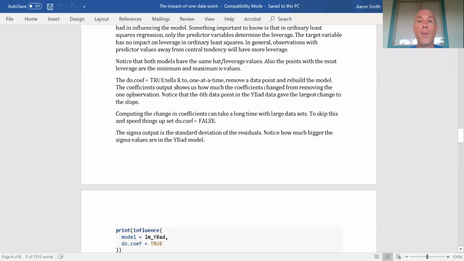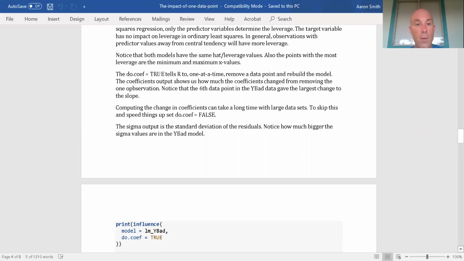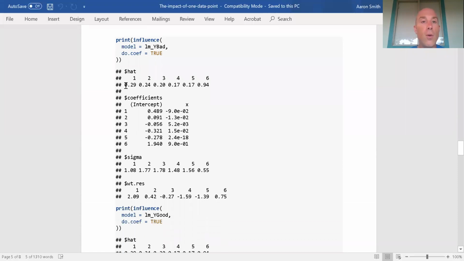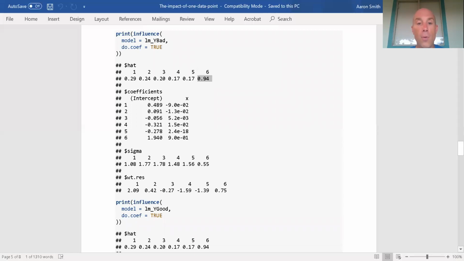Now, something about the calculations with this is that when I look at the influence, there's going to be a whole bunch of different coefficients. How that works out, actually, I'll go ahead and scroll down. All right, so here is the leverage of each data point. And you'll notice that in the bad version, it's 0.94. But also, if I look at the good version, it's 0.94. We have the same value both times. That's because leverage only uses the x coordinates in ordinary least squares.